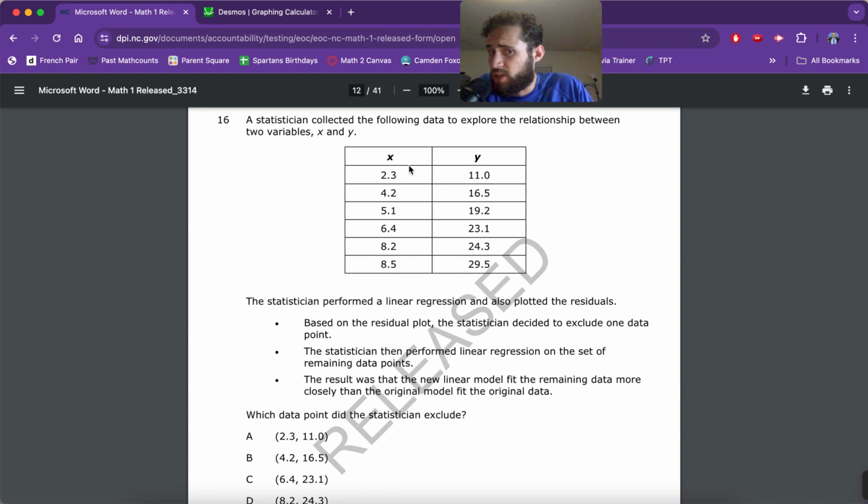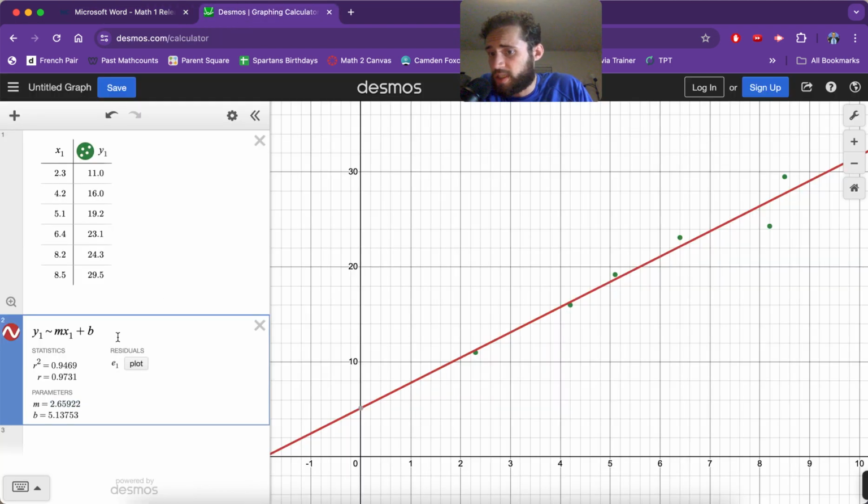But every time x goes up by 1, y is expected to go up by about 2.7, 2.66. And your y-intercept is 5.137. So when you input 0, that's what you're expected to get. Doesn't necessarily mean that's what you'll get at 0, but that would be the prediction from this model. All right, so that's what we got.